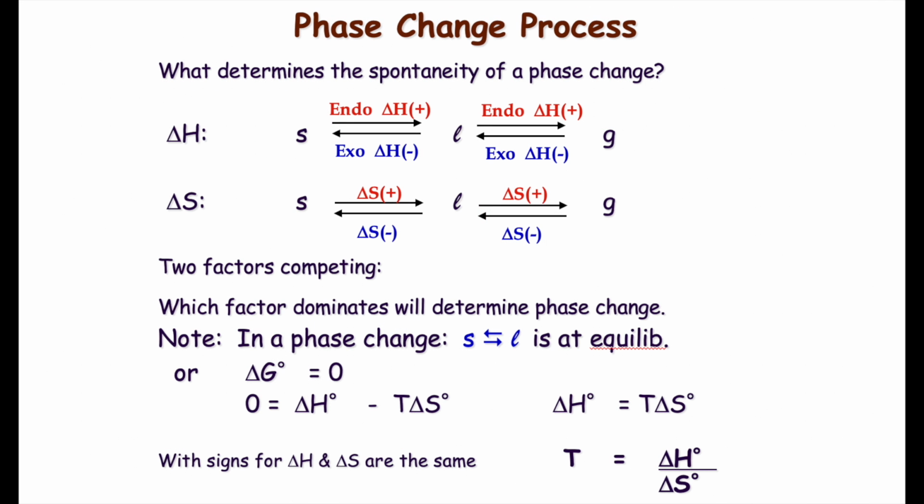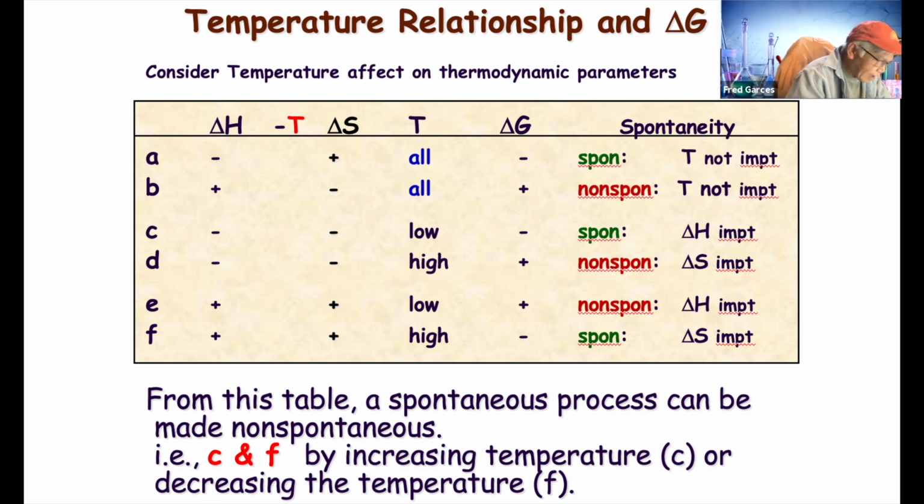This is just an example of spontaneity in terms of phase change. But take a look at this right here. We've already talked about that, but suppose both of them are negative. So in other words, the reaction is exothermic, but the entropy is more organized. Which one is going to determine free energy? Well, that's where T comes into play.